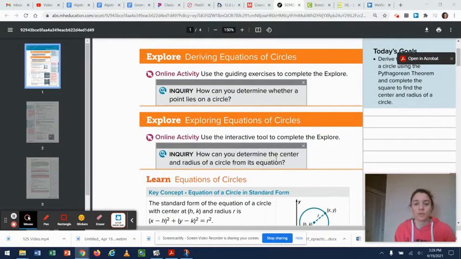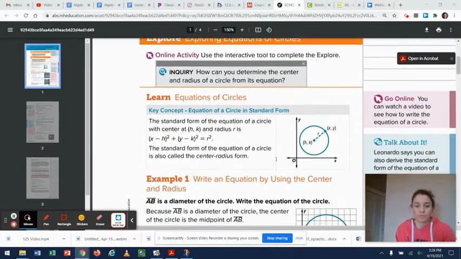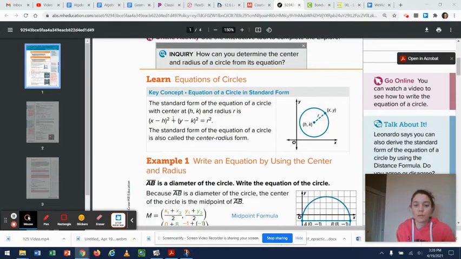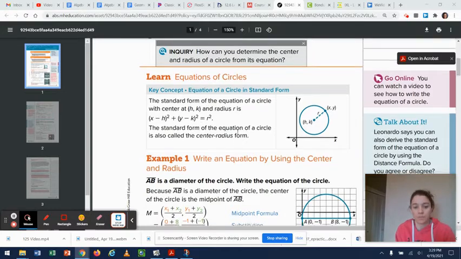This section is about deriving equations of circles. So here's the general form for a circle. You're going to do x minus h, where h is the x coordinate of the center, squared, plus the y minus k, k is the y coordinate of the center, squared, and then equal to the radius squared.